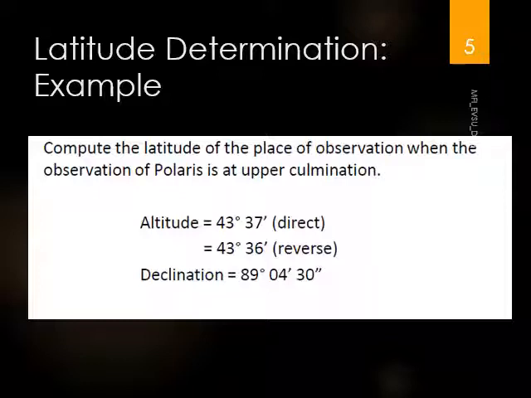So, kailangan mo lang first, you get the mean muna of the altitude. Meron tayong observation, the direct and the reverse. You get the mean. So, upper culmination siya, I guess, the declination is 89 degrees 20 minutes, which means yung kanyang declination is north na ni zenith. So, this is upper culmination north of zenith. So, you determine the latitude of the place of observation.